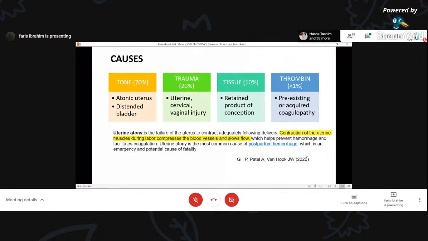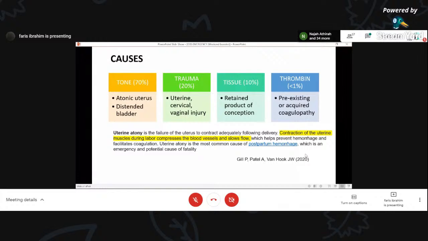So the most common is uterine atony, tone. Uterine atony is the most common, about 70%. Why? You need to understand how the uterus works. The uterus works by contracting and then relaxing, and then contracting again and then relaxing. That's why when you look at the partogram of a patient in labor, in the latent phase of labor, normally it is 2 in 10, meaning 2 contractions in 10 minutes. In the active phase of labor, it is 4 in 10.